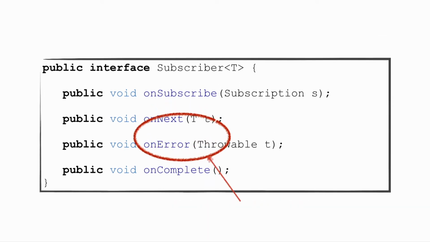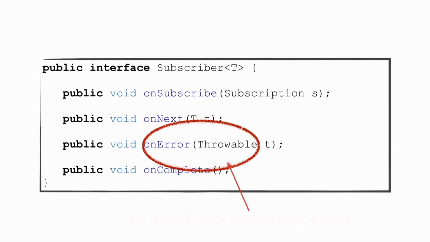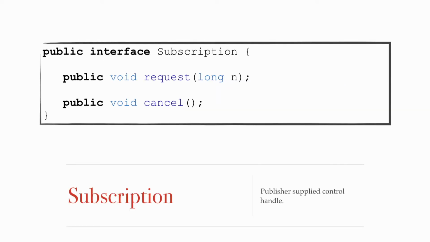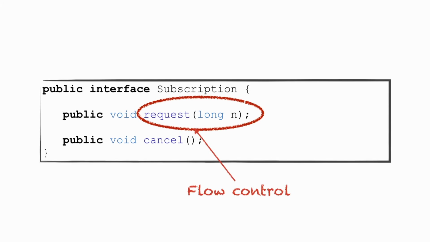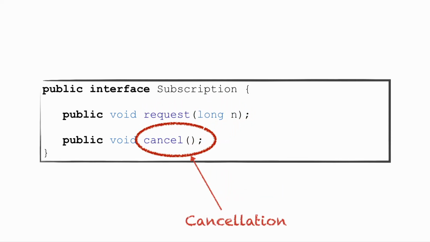It can have at most one terminal event, which could be an error or a completion. And then the other part of it is that you have a control handle, which essentially tells you how a subscriber controls the emissions, which is called a subscription. A subscription would have two components: a flow control component, which essentially tells how many items I am interested in at any point in time. And you can also cancel your publications or your emissions.